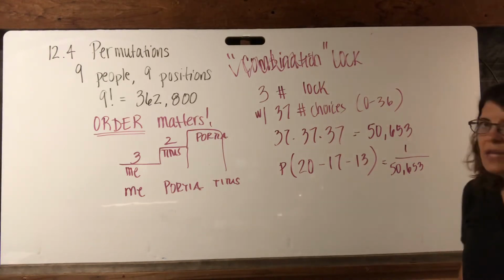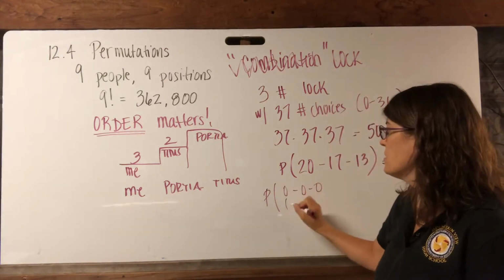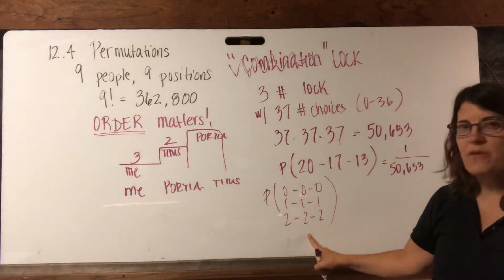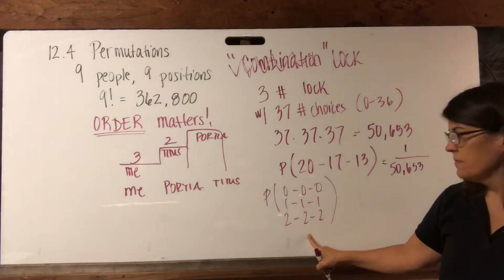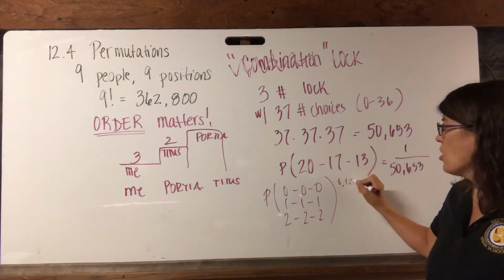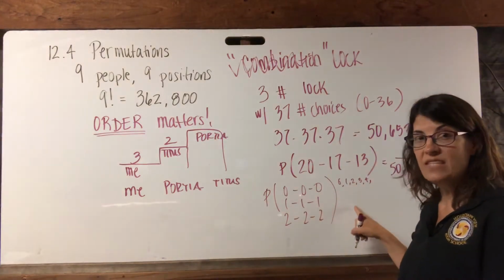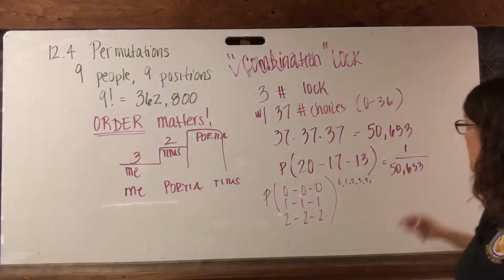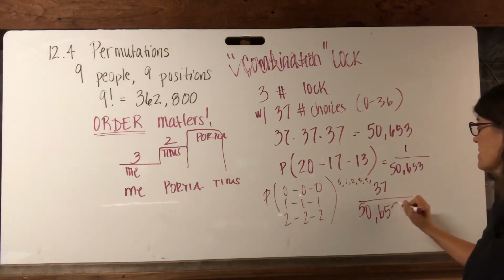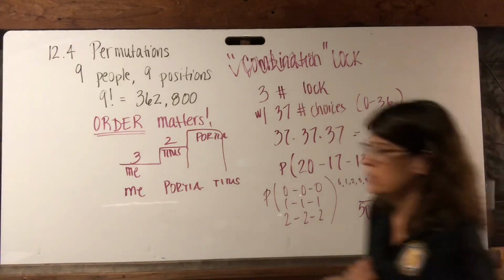Okay, what's the probability? This is a trick one. What's the probability that you have 3 of the same number? So your combination is 0, 0, 0, 1, 1, 1, 2, 2, 2, etc. How many ways can this happen? Think about that for a minute. Push pause, give it a thought. The answer to this is 37. You can have all zeros, all ones, all twos, all threes, and so on. There are 37 ways that you can have the same number 3 times in a row. So that would be 37 over 50,653. Okay, so let's go back to the baseball problem.